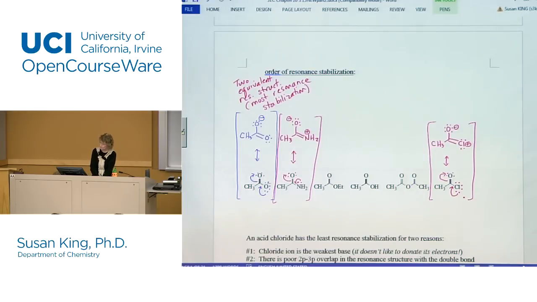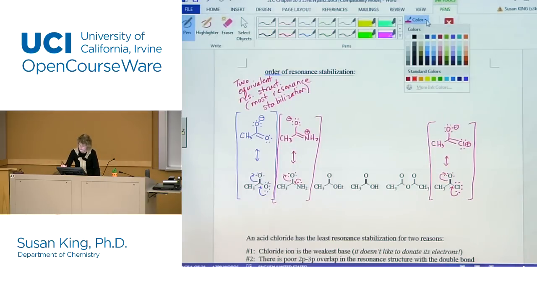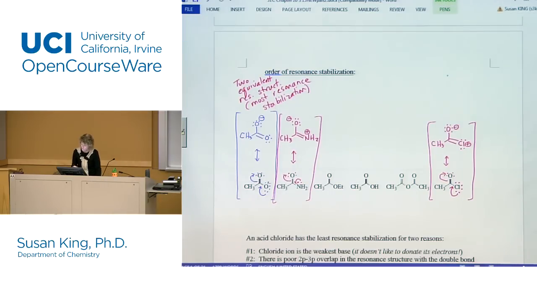All right, so chloride ion, very strong base. What do you think? Not a very strong base, right? So it's not going to want to donate its electrons. So that would suggest that an acid chloride is not very resonance stabilized, right? And so it's the least resonance stabilized of all of these.